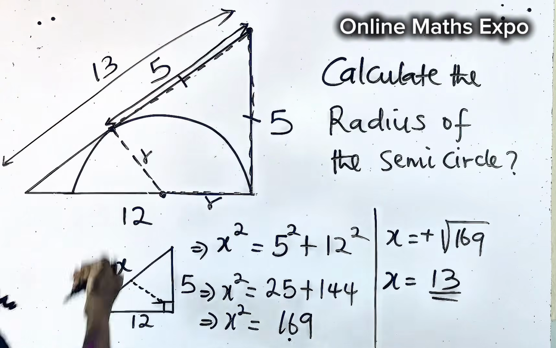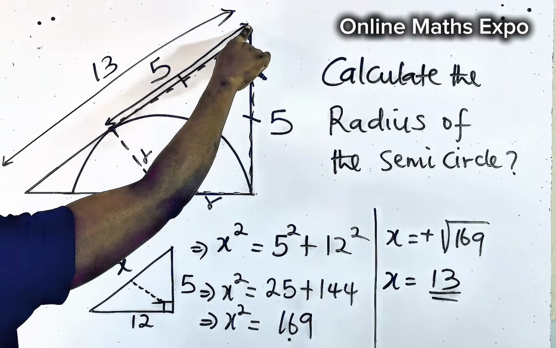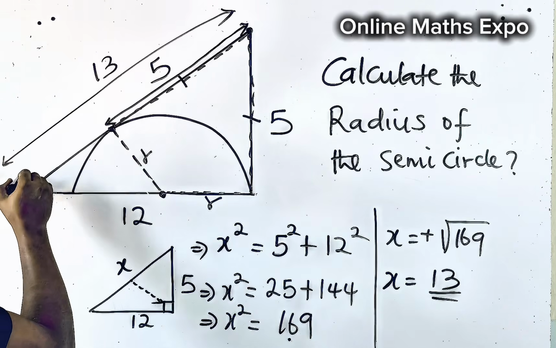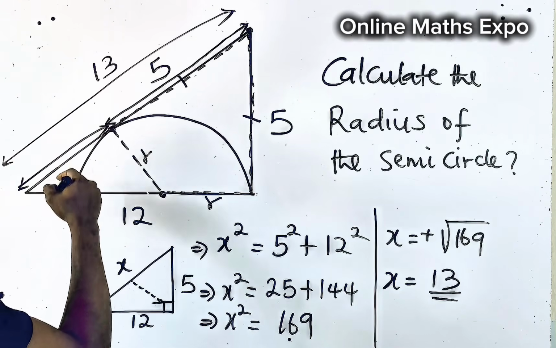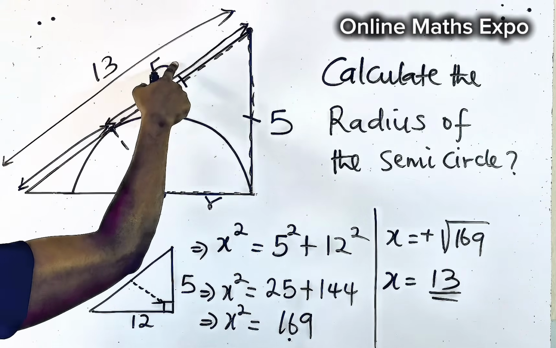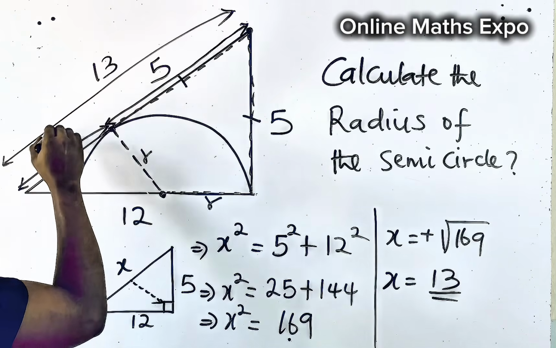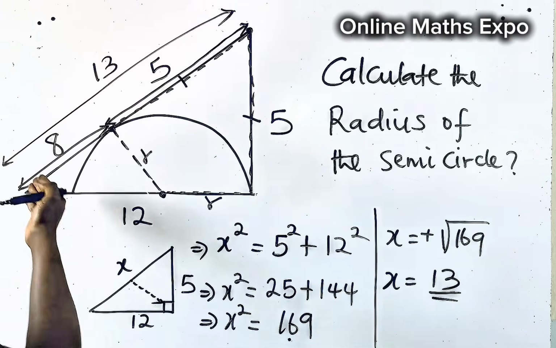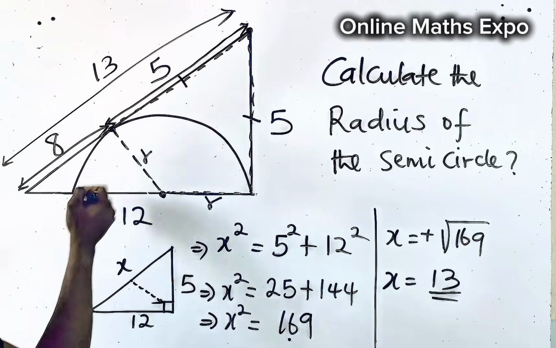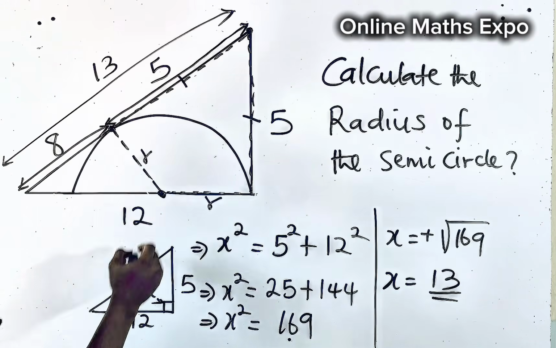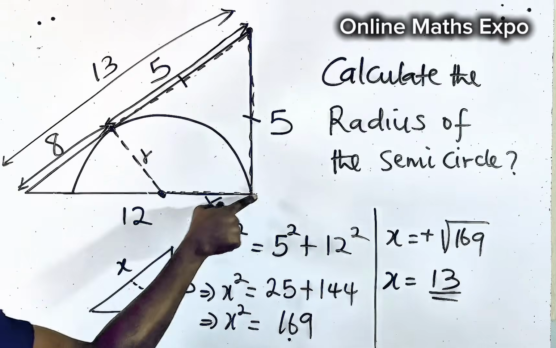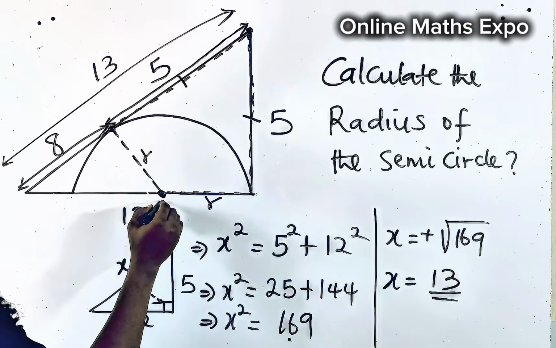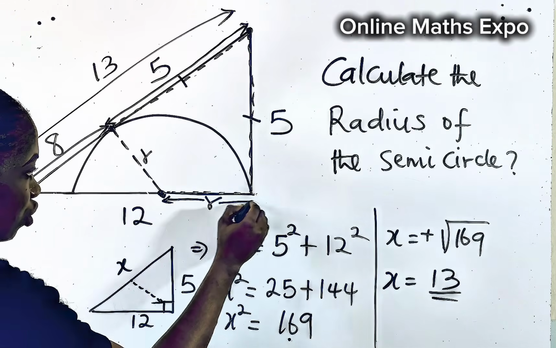Now that we know this total length, and from here to here measures 5, we can also find this remaining length. So if you do that, just do 13 subtract 5, and that gives us 8. So this length measures 8. Now, if this length measures 8, and from here to here measures r, remember that this total length measures 12, but from here to here measures r.